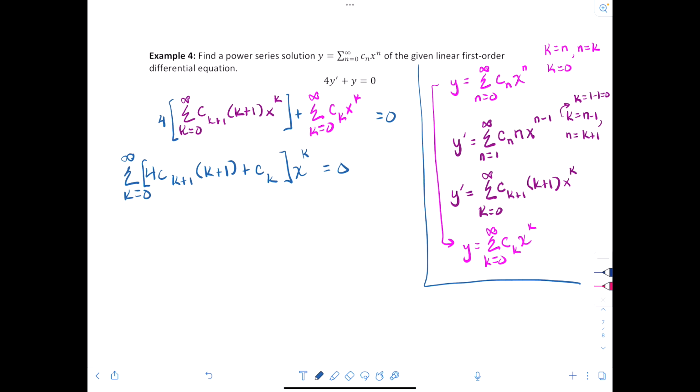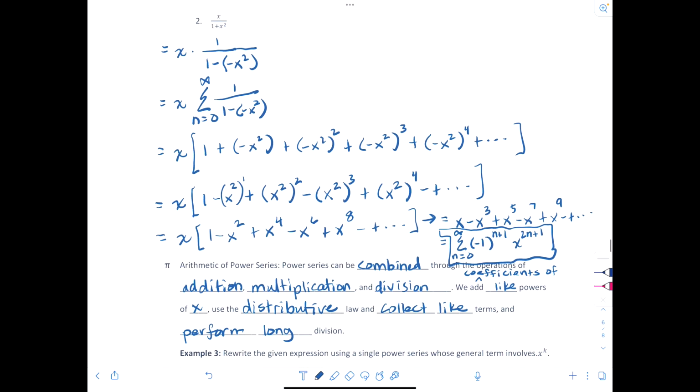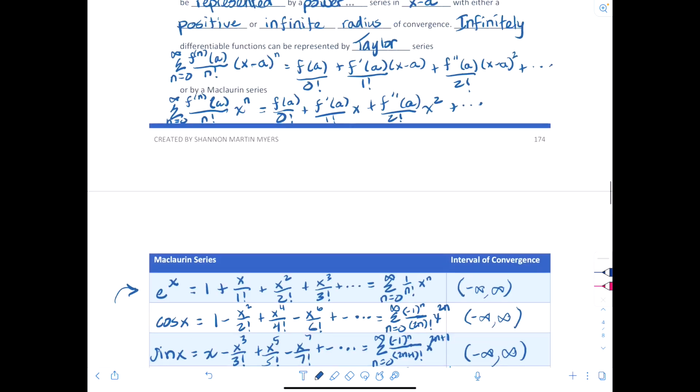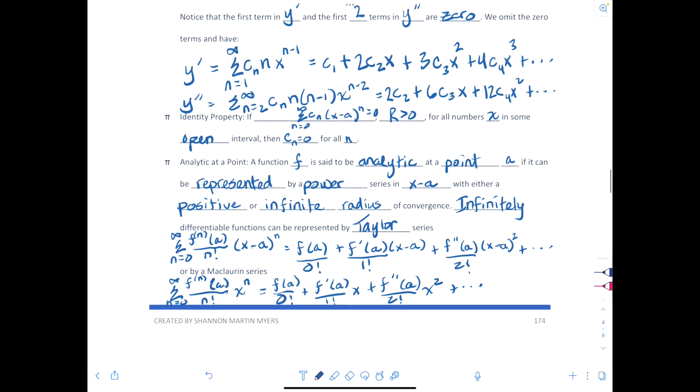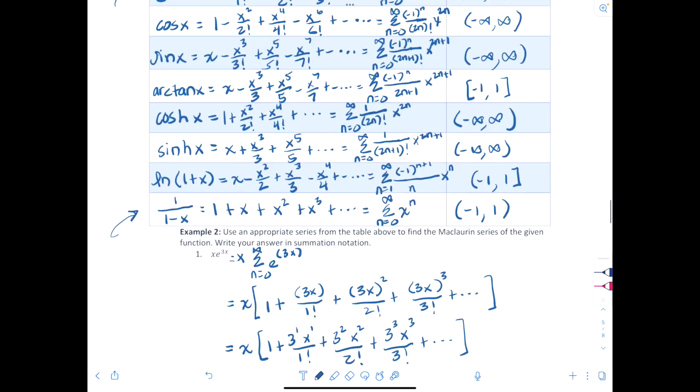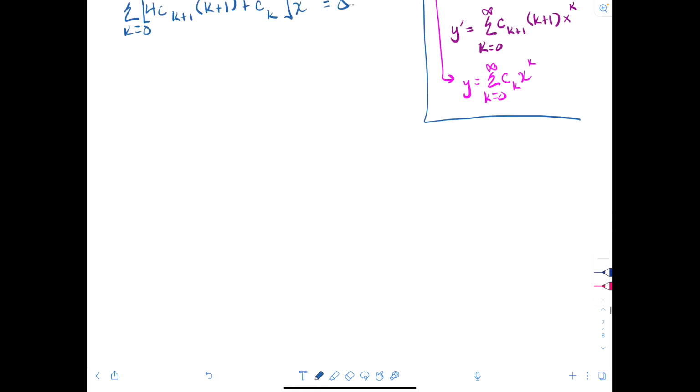Groovy? Now, that's an identity. Remember back here? Where was that? Arithmetic, identity. Here it is, this one here. So if you've got a summation and it's equal to 0, and your radius of convergence is greater than 0 for all numbers x on an open interval, then c sub n is 0 for all n. So what does that mean?